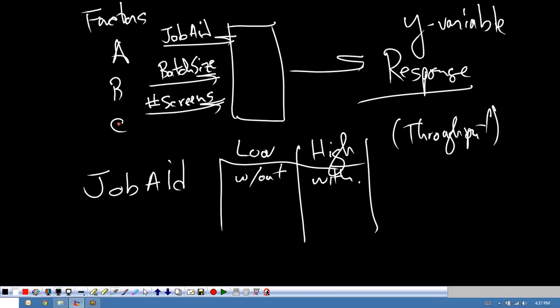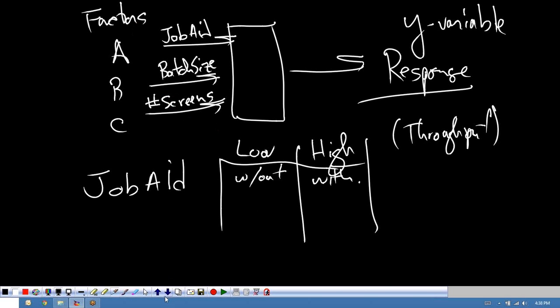What happens then? The problem is, suppose that the process does get better, the throughput does go up a little bit. Was it the job aid? Was it the batch size? Was it the number of screens? Which one did it, and to what extent? And what if we had some solutions that actually didn't work and made it worse? We wouldn't be able to tell that. Maybe we could even improve the process even more by not doing those, but by doing some of these in combination. So how would we do that?